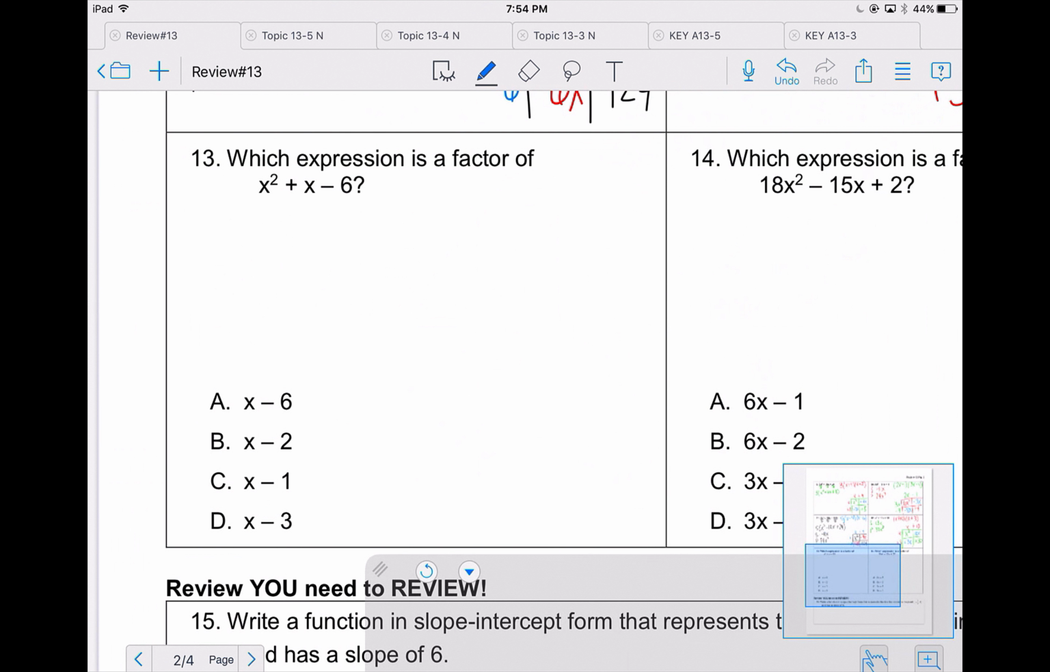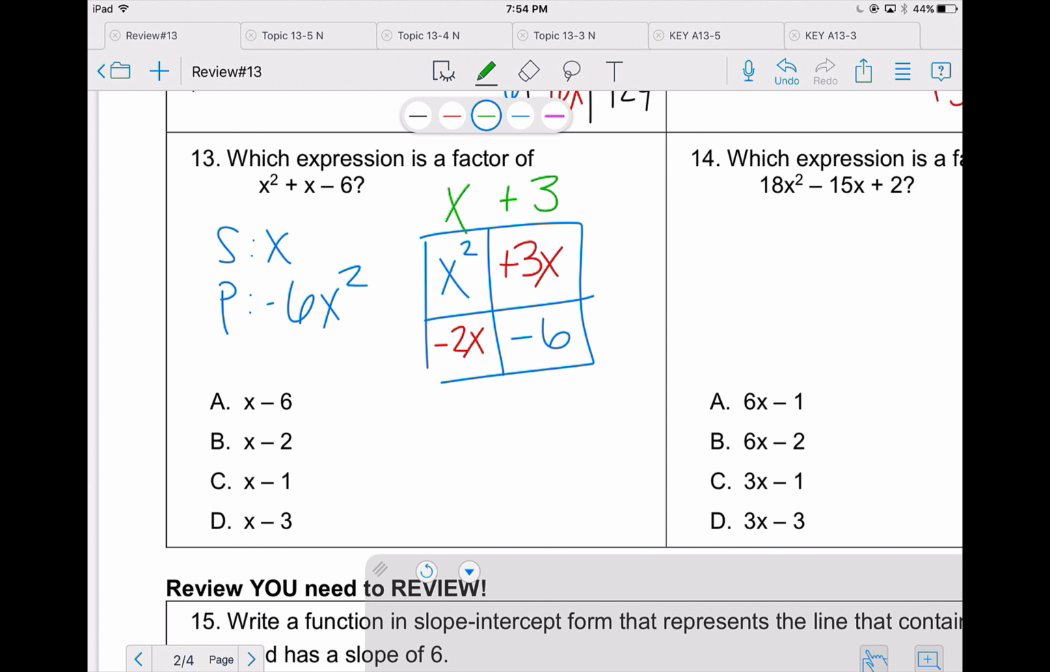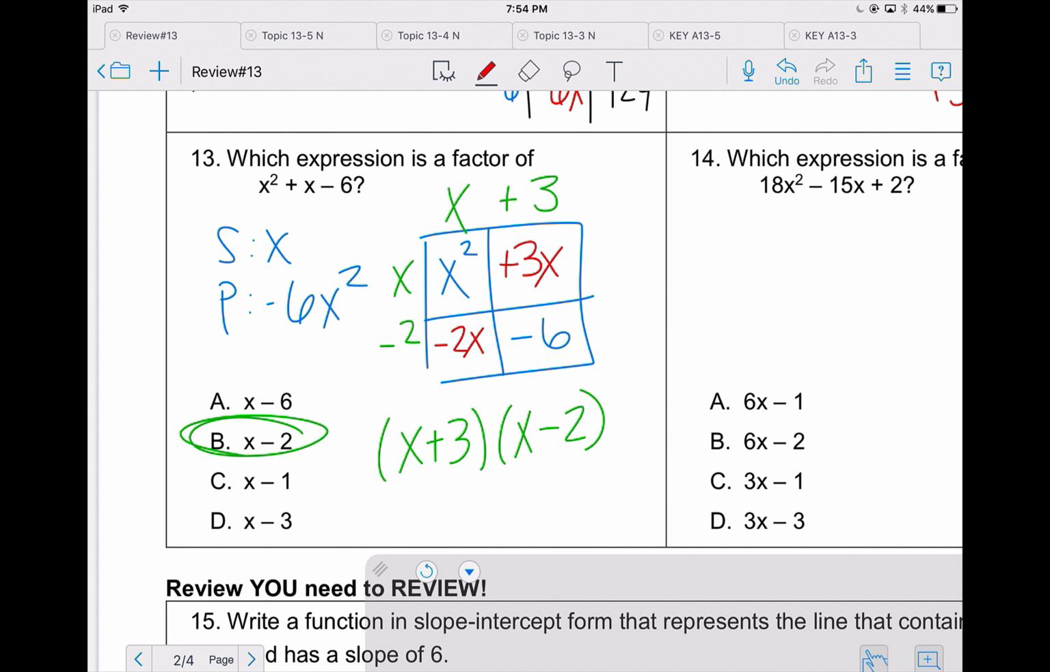Problem 13 asks which expression is a factor of x squared plus x minus 6. So I'm going to use the box to figure out my factors. So my sum is x, my product is negative 6x squared. So negative 6 is 1 and 6, 3 and 2. In order to get x, I would need a positive 3 and a negative 2. Take out my GCF, x plus 3, x minus 2. So my factors are x plus 3 and x minus 2. The expression that is a factor is the only one that looks like whatever's in my parentheses. So in this case, x plus 2, that's the only option.